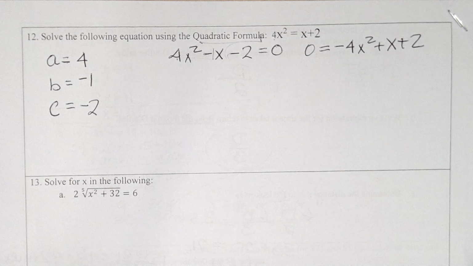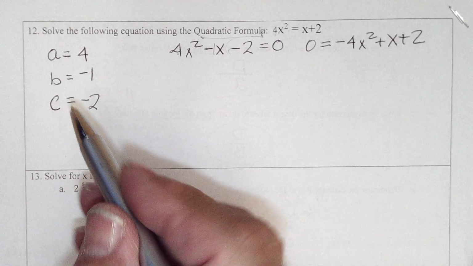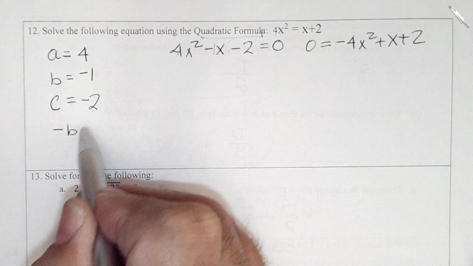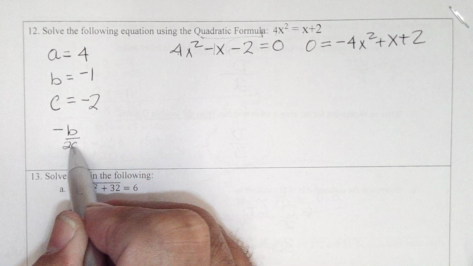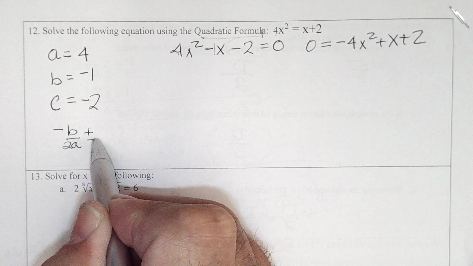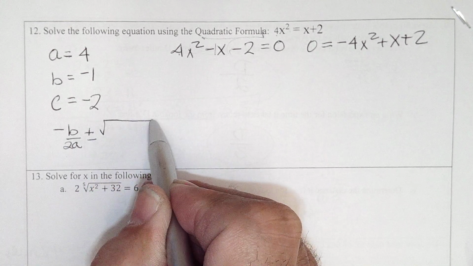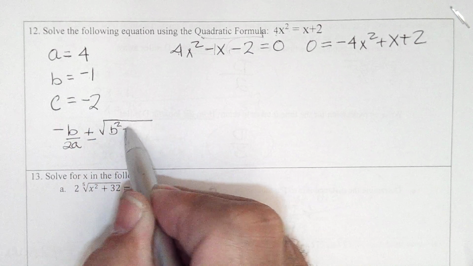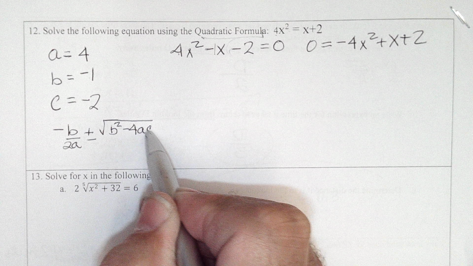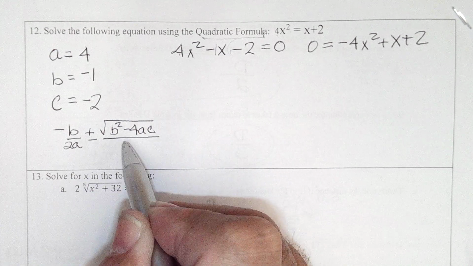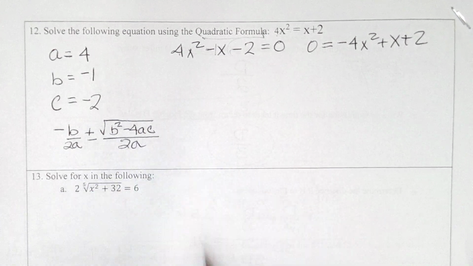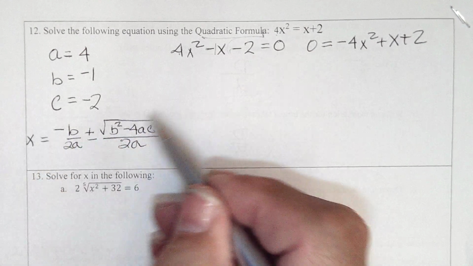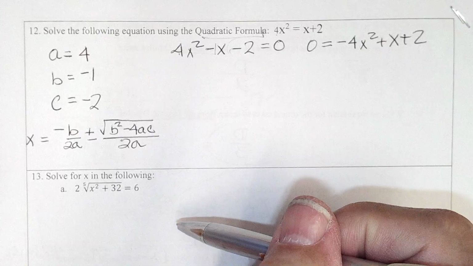And some of you forgot to put the quadratic formula on your note card. It's the opposite of b, plus or minus the square root of b squared minus 4 times a times c, and all of that is over 2a. That's what the x solution is to this.